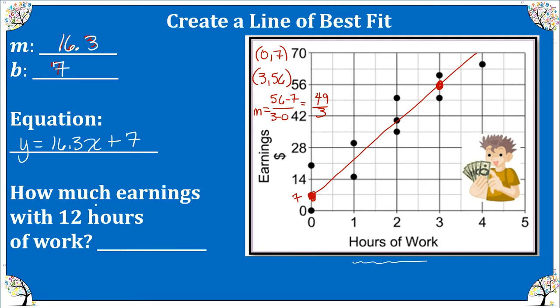So how much money with 12 hours of work will I have? So y, total earnings, is 16.3 times 12 hours of work plus the 7 initial amount. And so we have 16.3 times 12, again, just using your calculator. And this gives us $202.60.